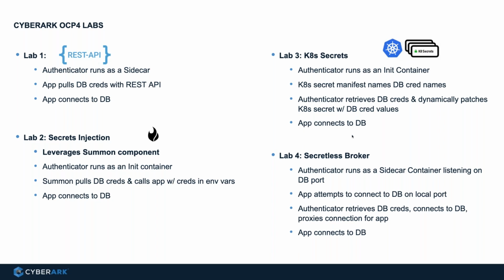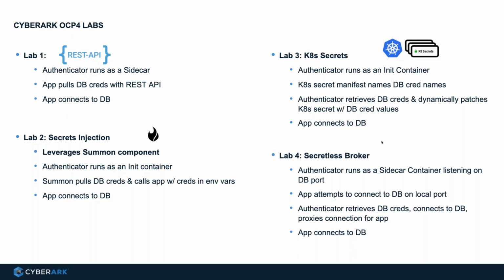So just to review, we saw 4 different ways of retrieving secrets. First with the REST API, using that access token provided by the authenticator, and that access token is kept fresh because the authenticator is running as a sidecar. Second example, which we didn't quite get through, is where someone would retrieve those secrets and then call the application with those secrets in environment variables. Third example is where we dynamically patch the Kubernetes secrets to provide the more native Kubernetes or OpenShift experience.